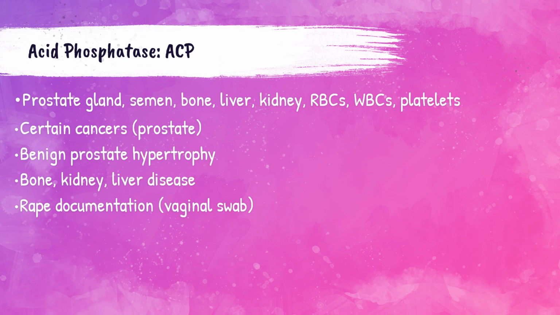Acid phosphatase, or ACP, is an enzyme that is present in the prostate gland, semen, bone, liver, kidney, red blood cells, white blood cells, and also in platelets. The highest concentrations of ACP are in the prostate gland, and it is used in the clinical laboratory for aiding the diagnosis of prostate cancers, and it also can be used in rape documentation.